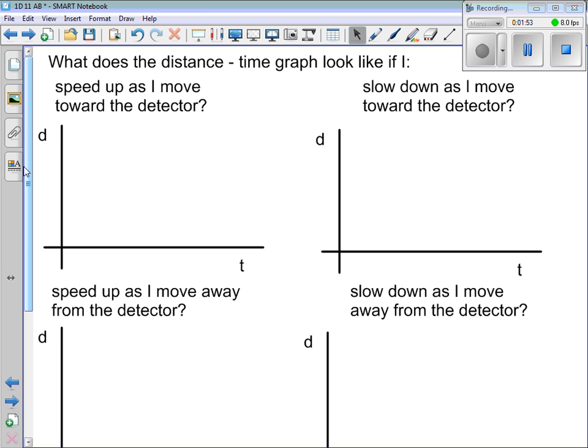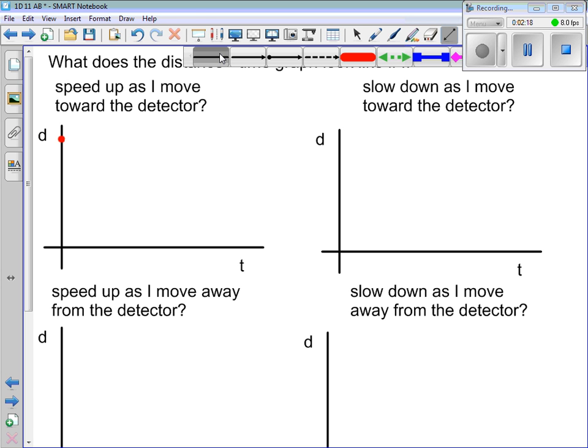So what if I speed up as I move toward the detector? So if I'm moving towards the detector, where am I starting? Am I starting close to the detector or away from the detector? Stephanie? Yeah, away. So I definitely want to start my graph way up here somewhere, far away from the detector.